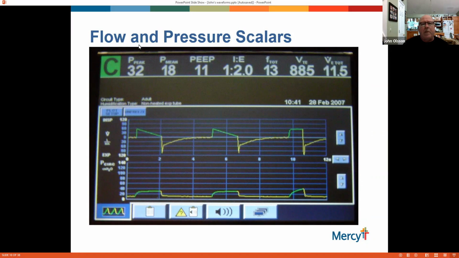So again, remember, there's your peak airway pressure. There's that mean airway pressure, and you can see my PEEP is up a little bit. It's at 11, it's set at 11.